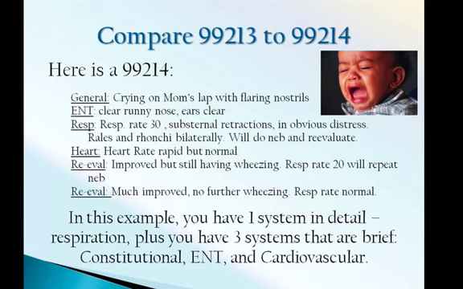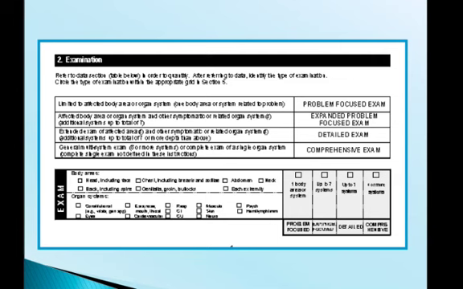The final type of exam is comprehensive. This requires a general multi-system exam or examination of 8 or more systems or complete exam of a single organ system. For the complete exam requirements, see the 1997 EM guidelines. Individual single system exam requirements, you can find those at supercoder.com under the guidelines section.